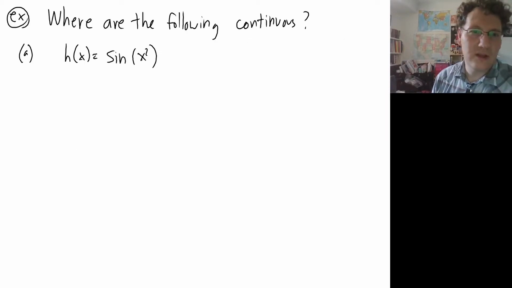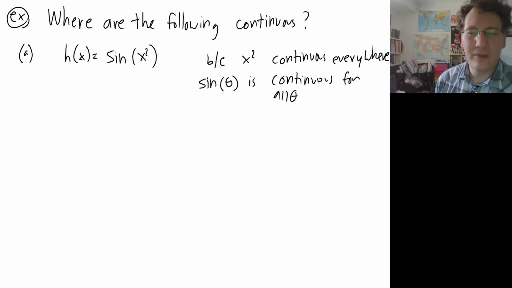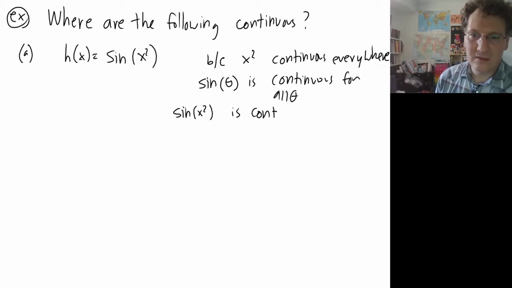So here's a question then: where are the following functions continuous? A first example will be the sine of x squared, and because x squared is continuous everywhere because it's a polynomial, and sine of theta is continuous for all theta, the sine of x squared is continuous everywhere, for all real numbers.